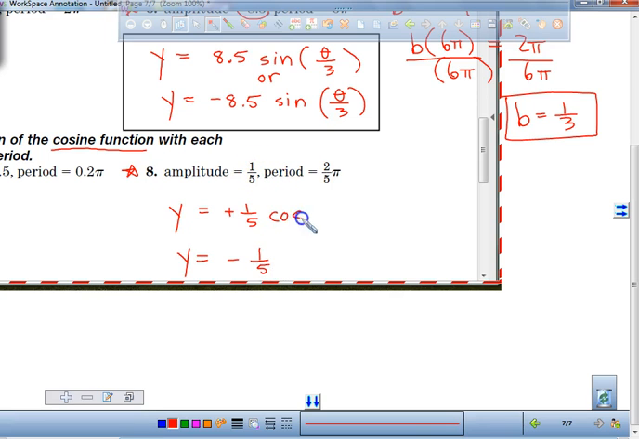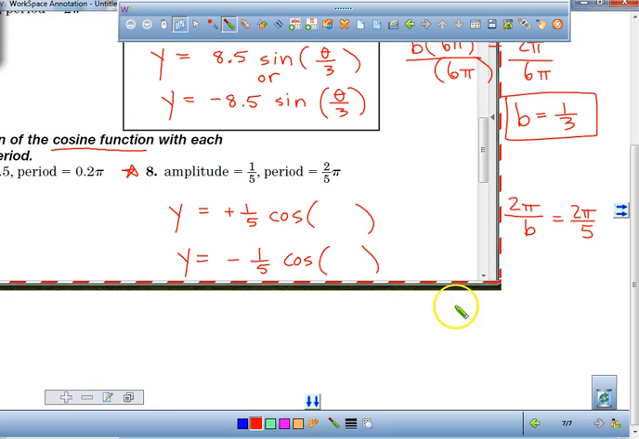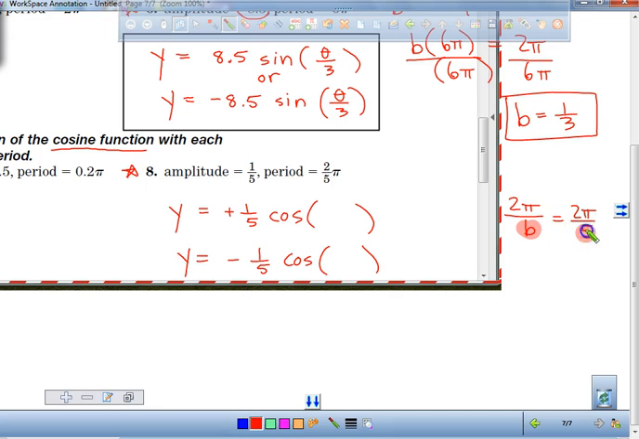Alright? This time we're going to write cosine. And what we need to find is our b value. So remember, the formula to find our b value is 2 pi over b is equal to our period. What is our period? 2 pi over 5. Right? 2 pi over 5 is our period, and 2 pi over b is equal to our period. So what does it look like our b value is equal to?